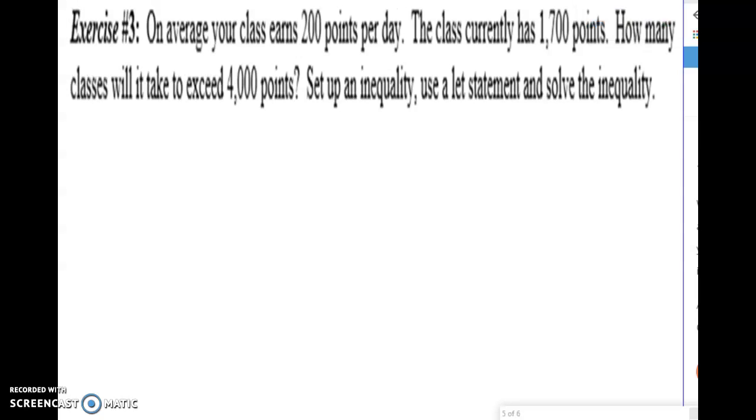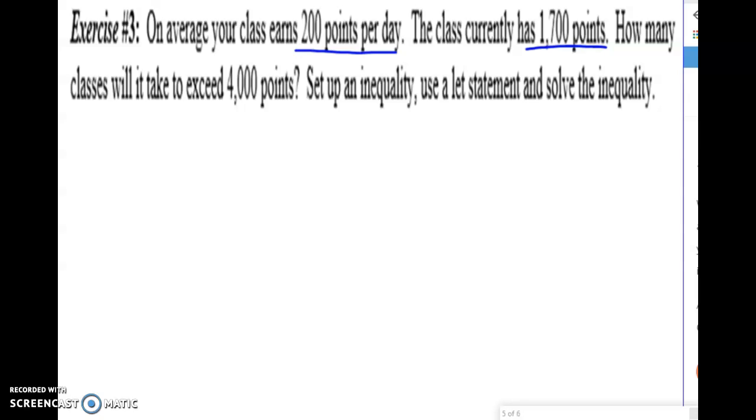Let's say on average a class of mine would score like 200 points a day. It went like 5, 10, 15, 20. We had some special shots, so 200 points a day was pretty manageable. A class would accumulate points over the course of the year, and they'd earn different parties. And so let's say your class has 1,700 points to start.